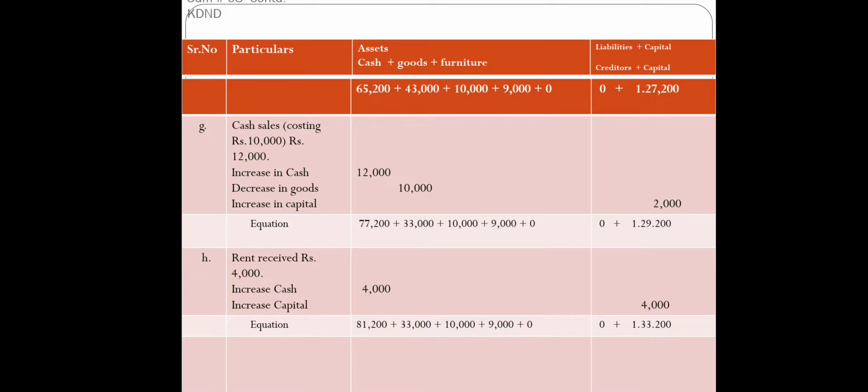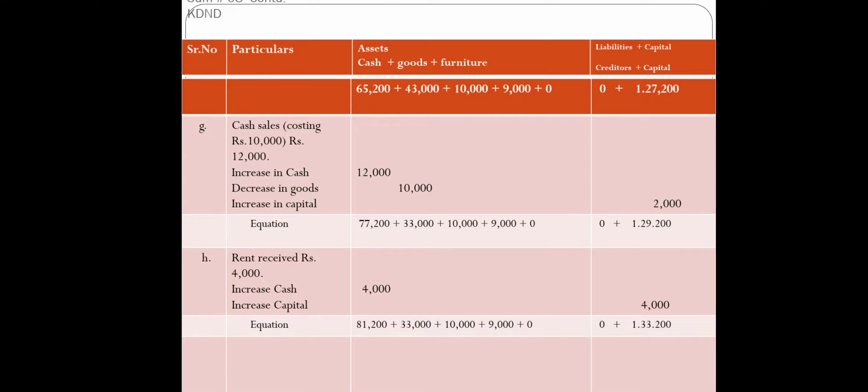Then comes your cash sales costing 10,000 for rupees 12,000. So here cash sales. Cash sales means what? The sales which is done for cash. So cash here increases, at the same time goods decrease, and you are earning 2,000 as a profit. So this will be set up with the normal position.